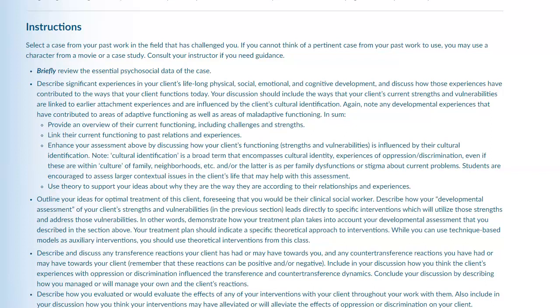And so essentially coming up with a treatment plan that draws from that developmental assessment. You want to make sure that there is a connection there, that you're not just looking at interventions from what their current functioning is. You're looking at their whole developmental picture and what techniques would be useful for that client.